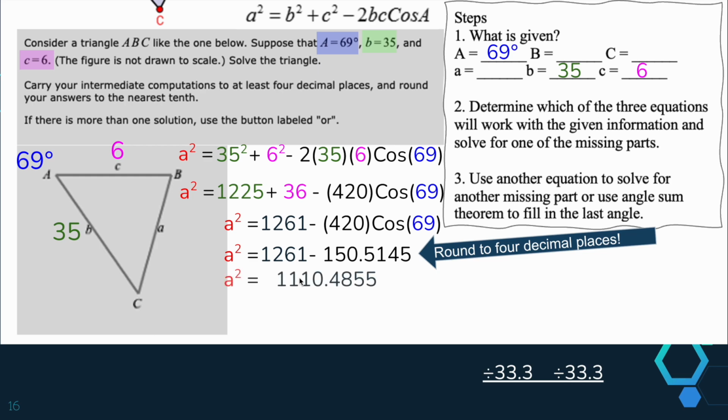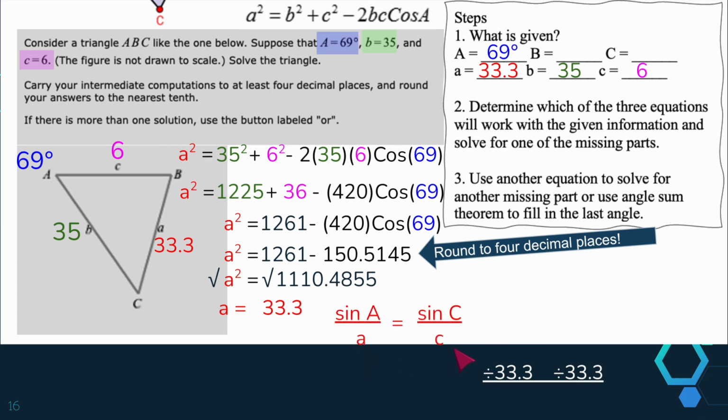So now I'm going to subtract those two numbers. So I end up with 1,110.4855. And I'm going to take the square root of both sides because I don't want to know what a squared is. I'm going to take the square root, and I get a equals 33.5. So we have our first piece here. I know the length of a. And now I can use this in another piece if I need to. That's perfectly fine. In fact, you can see I'm actually using 33.3 down here because I forgot to animate that correctly.